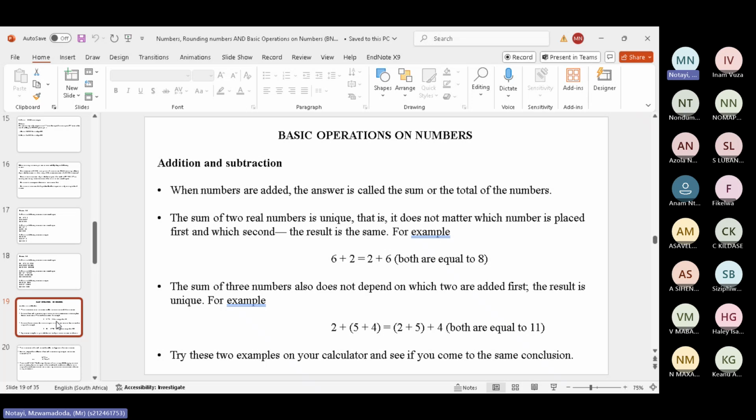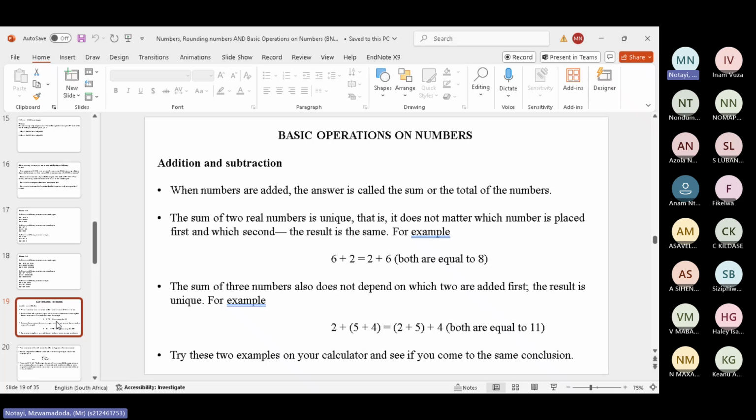The sum of 2 real numbers is unique. What does that mean? It means that it doesn't matter which number is placed first and which second. You will always get the same result. So for example, if we have 6 plus 2, this will be the same as saying 2 plus 6. Both of those will give you 8.